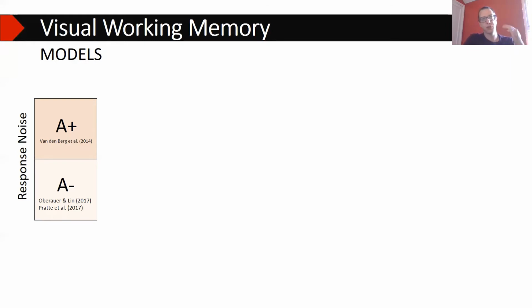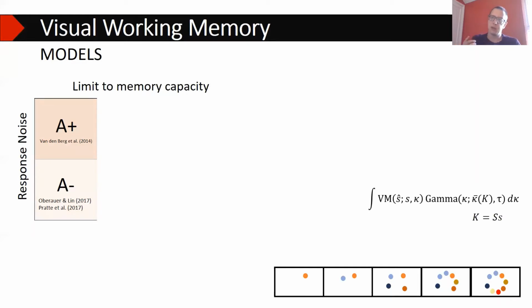So we're comparing models with response noise and without response noise, and then we're interested in whether there's a limit to the memory capacity. The standard variable precision model assumes that memory is unlimited. So on a given trial, if we are shown 8 items and you probe a random one, your response to that item is going to be based on memory, even if not a lot of memory. The opposite idea is to say, well, memory is limited. You may only remember, say, 5 items on all trials.